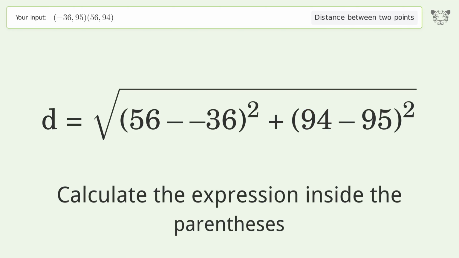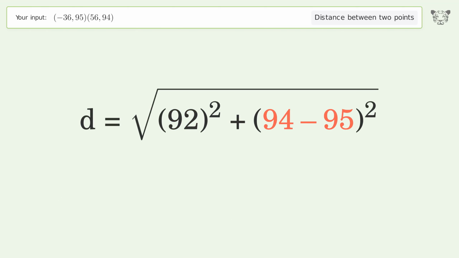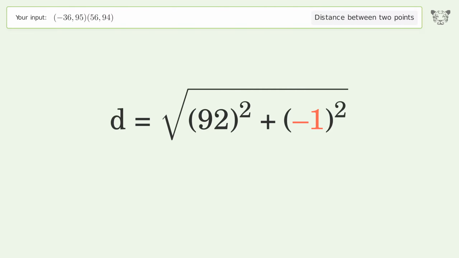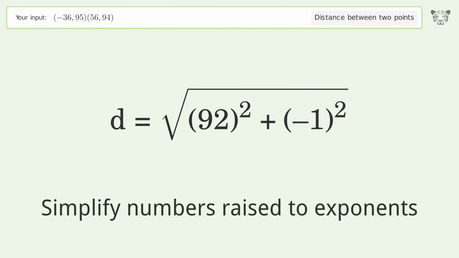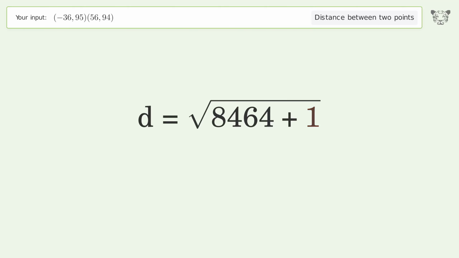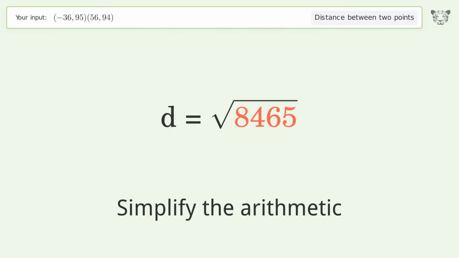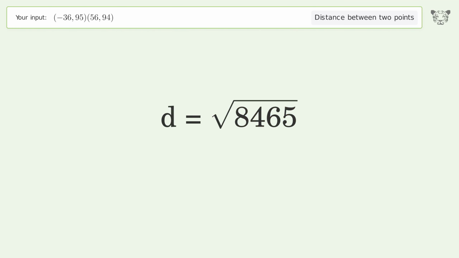Calculate the expression inside the parentheses. Simplify numbers raised to exponents. Simplify the arithmetic. And so the distance between the 2 points is the square root of 8,465 or 92.005.